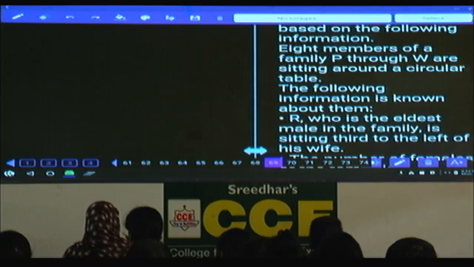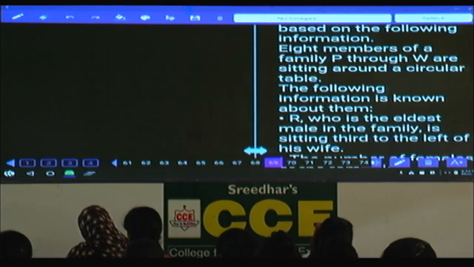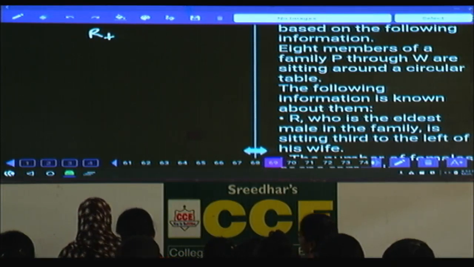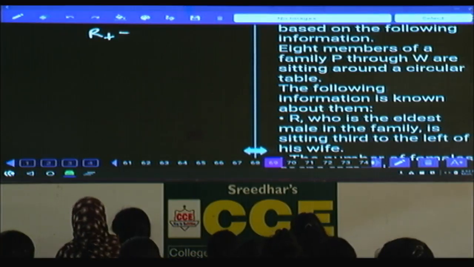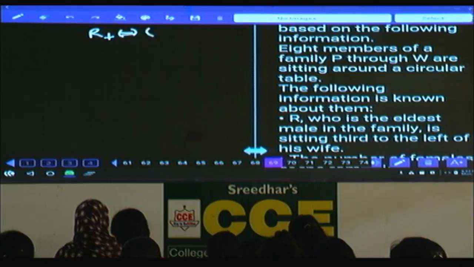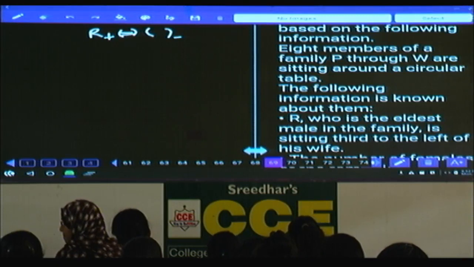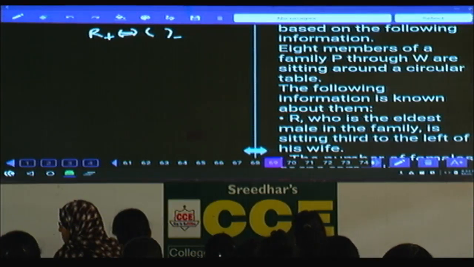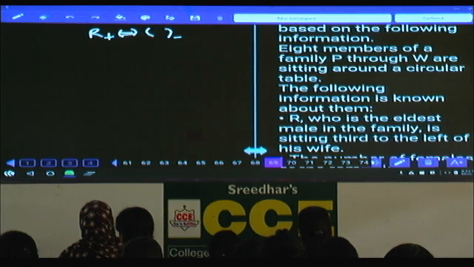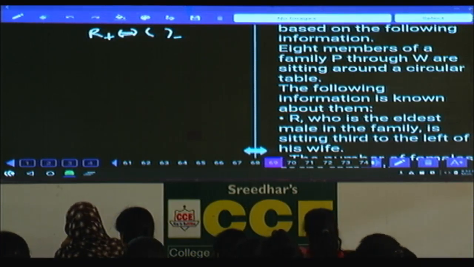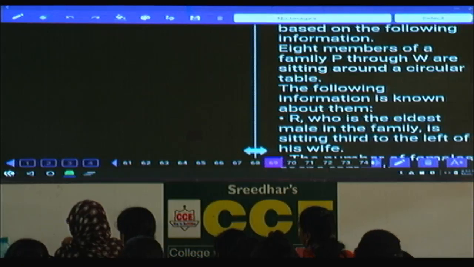Now R is the eldest in the family. R is the eldest male in the family. He is sitting third to the left of his. First, I will finalize this family tree. Then you will be able to finalize this one. R is having a wife. And again, how many couples are there? There are 3 couples.